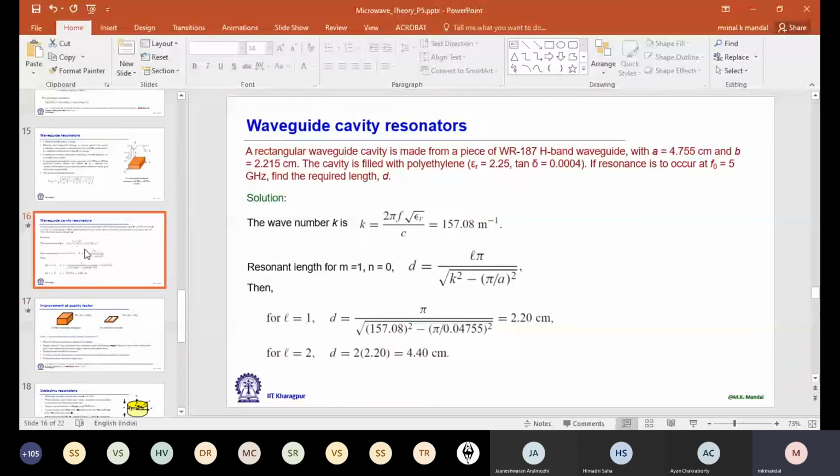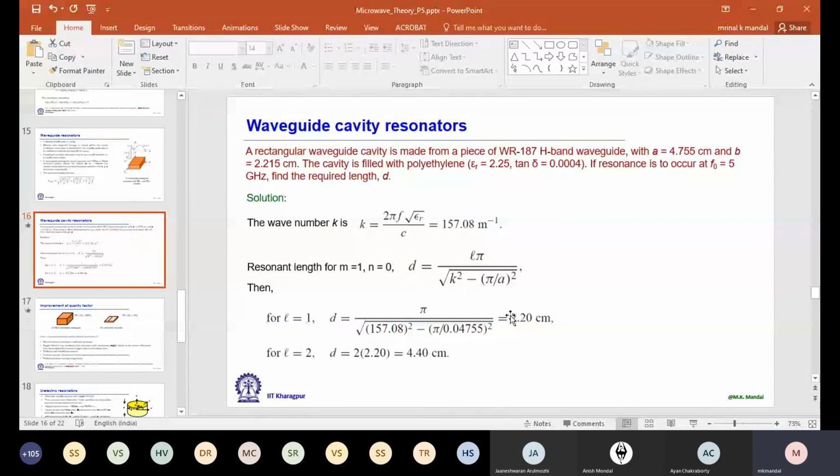Look at this example and comment. Answer is also here. L equal to 1, L equal to 2. The second one, because the volume increases, so losses decrease. Exactly. So you see, if I take this resonator length 2.2, we are having TE101 mode at 5 GHz.